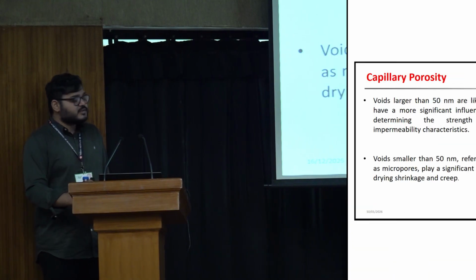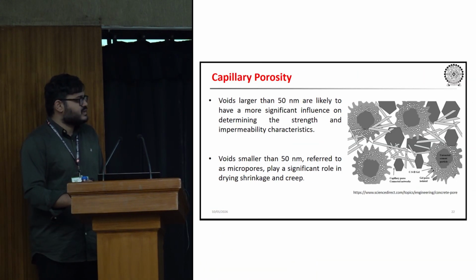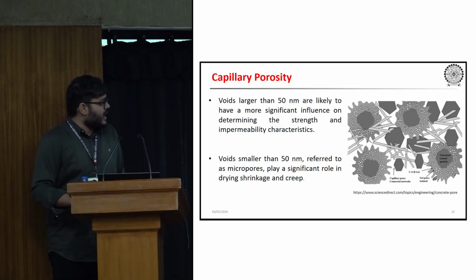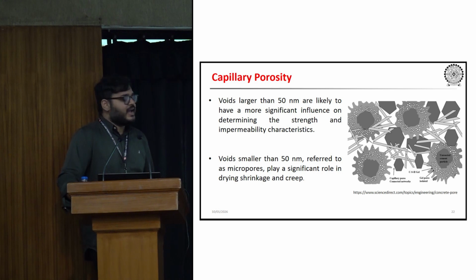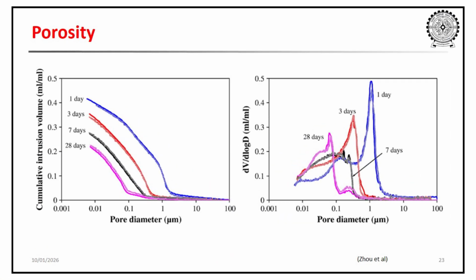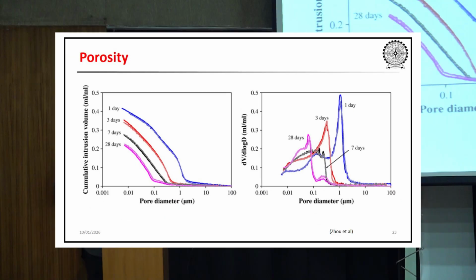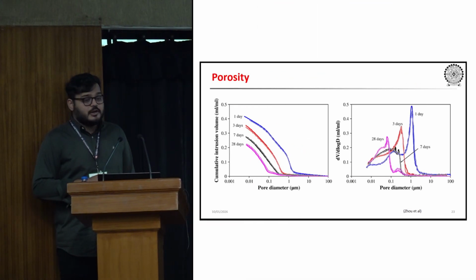If your voids are smaller than 50 nanometers, they are referred to as micropores, and these are going to play a significant role in the volume changes, that is, in drying, shrinkage and creep of your concrete, right? And as the hydration proceeds, because your microstructure is getting filled with hydration products and getting refined, you can see an overall reduction in the cumulative porosity.